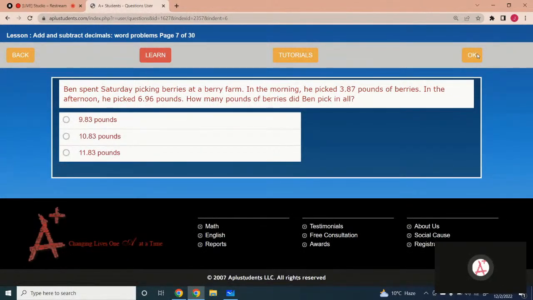Okay, the next one is: Ben spent Saturday picking berries at a berry farm. In the morning, he picked 3.87 pounds of berries. In the afternoon, he picked 6.96 pounds. How many pounds of berries did Ben pick in all? So basically, you have to add both the values 3.87 and 6.96. Got it. So it would be 6 and 7, 13, 3, 1 carry. 9 and 9, 18, 8, 1 carry. 6 and 3, 9, and 1, 10. It would be 10.83 pounds. Got it.